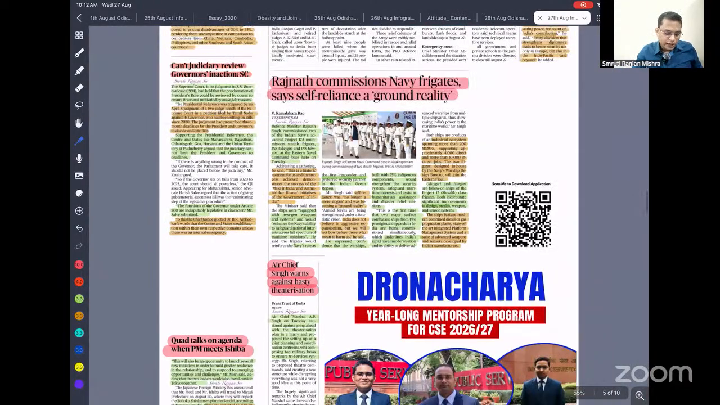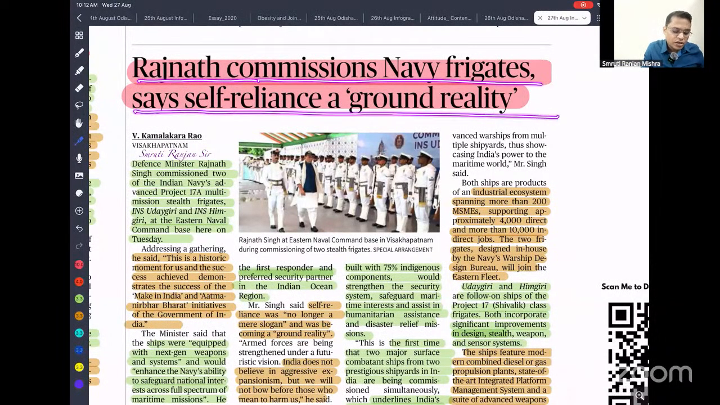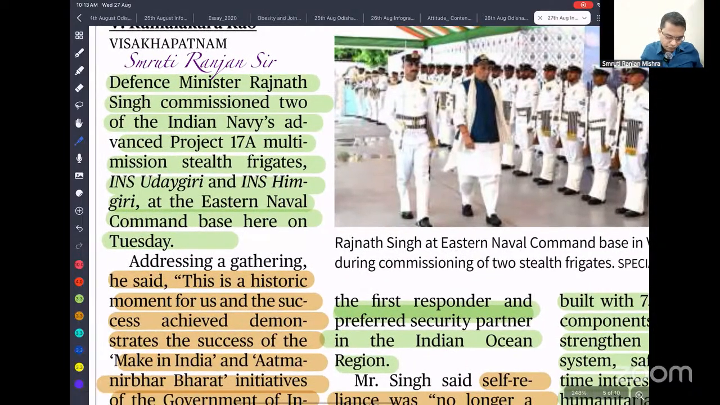Okay, chaliye, that's the next article. So the Defense Minister Rajnath Singh, on the ground reality, commissioned two of the Indian Navy's advanced Project 17A frigates.